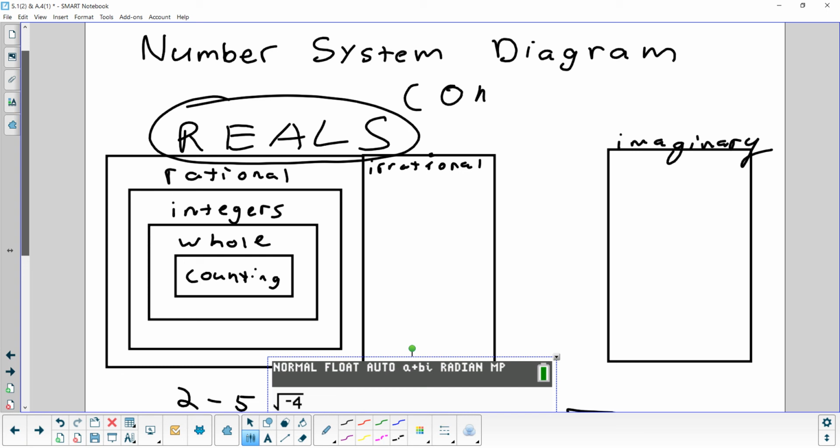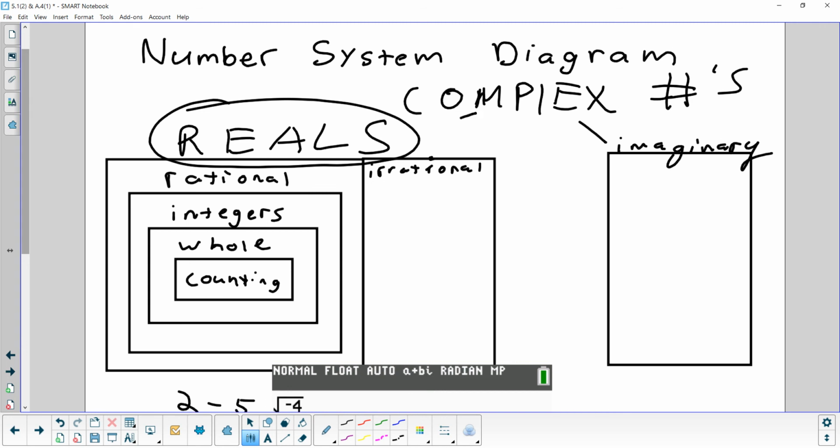So this whole thing is a diagram of the complex number system. And that's where I'm going to start with section A4. Complex numbers have two parts to them. They have a real part and they have an imaginary part. So every number you've ever studied is a complex number. Every number that you've ever studied in high school.